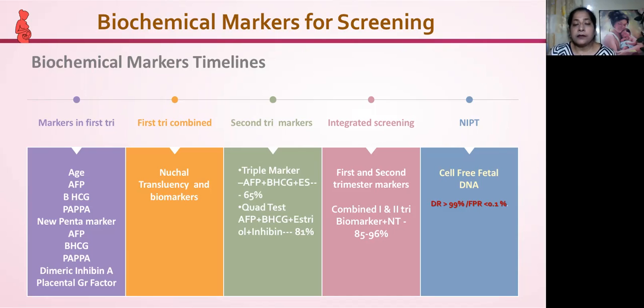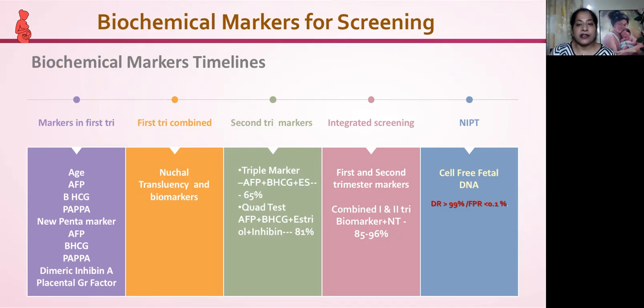The second trimester has a triple marker and a quad test. Triple marker includes alpha fetoprotein, beta HCG, and estriol. Detection rate is 65%. In the quad test, in addition to the above three, inhibin A is included, and the detection rate increases to 81%. Now, integrated screening is always advised.